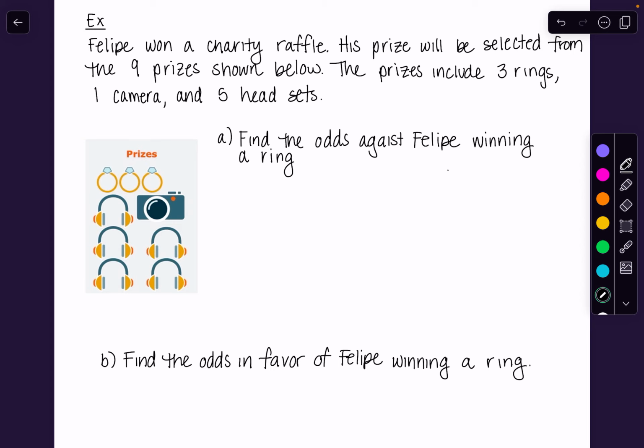Okay. So when we go about this, we need to consider what is our success and what is our failure. So if I want the odds against winning a ring, we need failure in the top and we need success in the bottom. And since our ring is the key event, failure would mean we don't get a ring. And success means we get a ring.